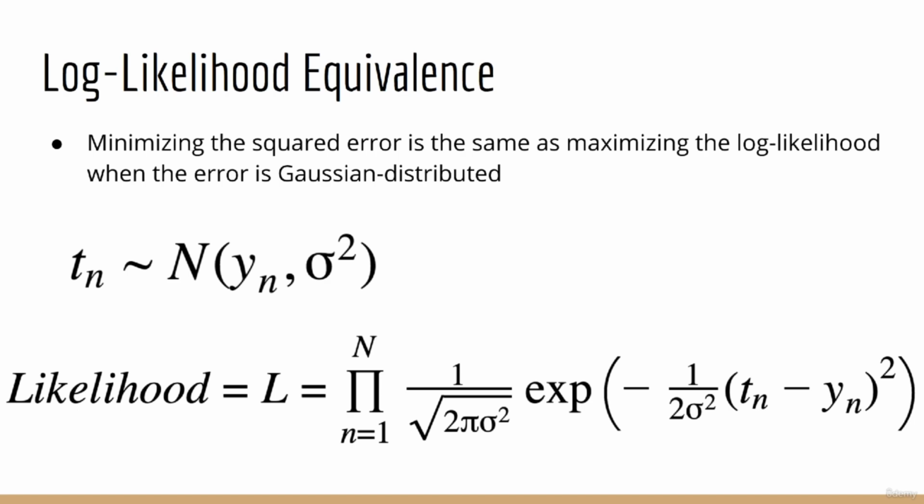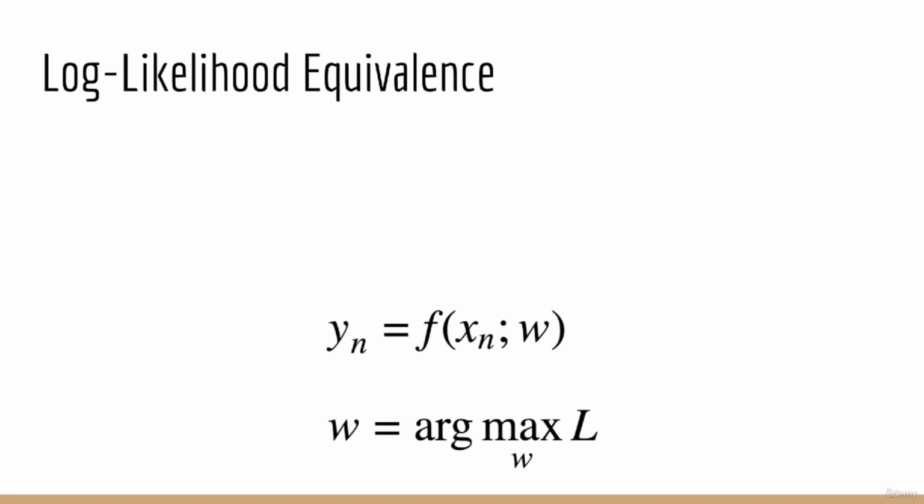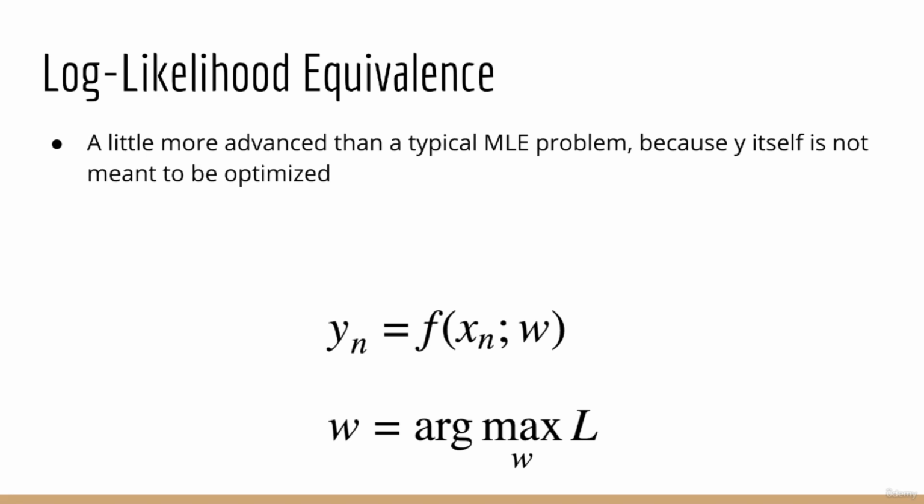Then, given this information, we can set up the likelihood function as follows. It's the product of each individual Gaussian PDF, where t of n is the random variable, y of n is the mean, and sigma squared is the variance. It's important to remember that this is a little more advanced than a typical maximum likelihood estimation problem, because y is not meant to be optimized itself, it's just the model prediction.